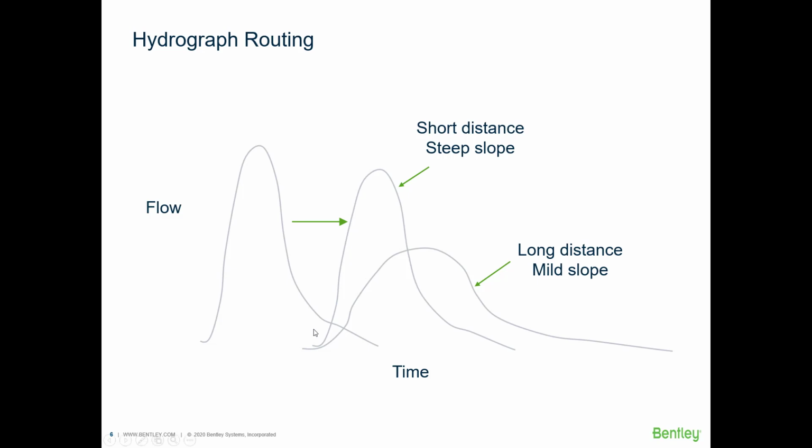For example, if you're only routing this through a short distance or the slope is very steep and it moves rapidly, you'll see that the hydrograph flattens a little bit and widens, but not too much. However, if you're routing this over a long distance or the slope is very mild and it takes a long time to move that hydrograph, you're going to end up with something like this. This process of widening and flattening the curve is known in hydrology as attenuation.